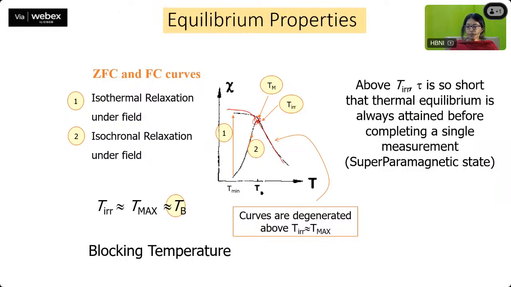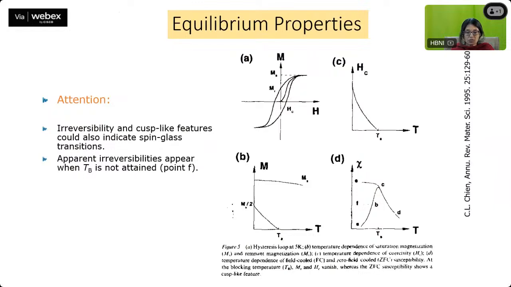So above this, T irreversible, this tau value, or you can say this time value, is so short that thermal equilibrium is always attained before completing a single measurement, and this is known as the superparamagnetic state. So this is normally how the ZFC and the FC plot looks.